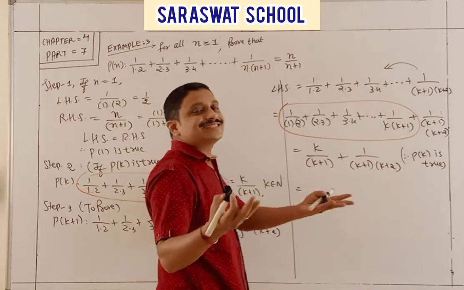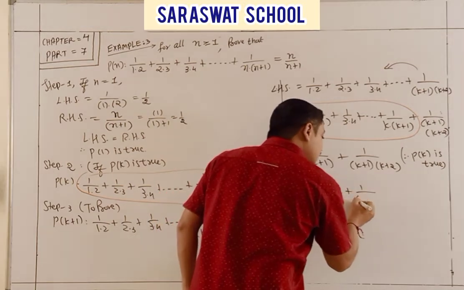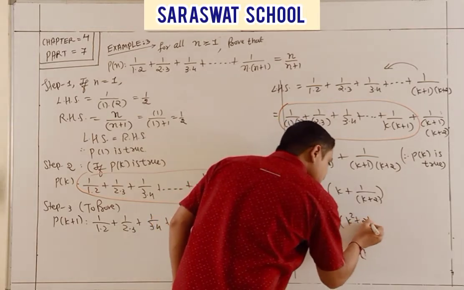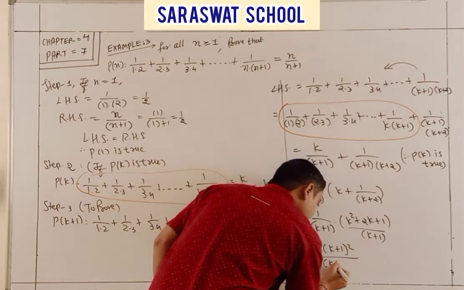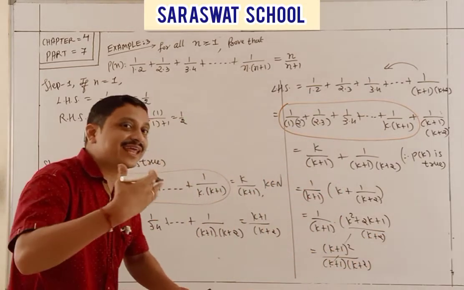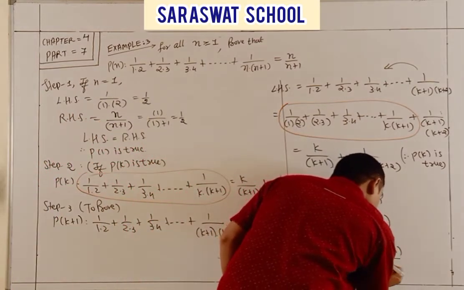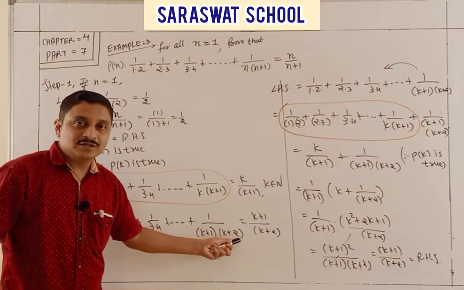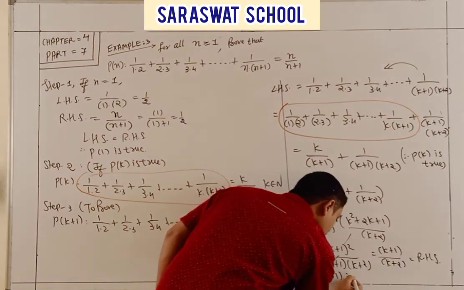Now students, only take out the common factor, 1 upon k plus 1, and simplify. You get k square plus 2k plus 1, and that is a perfect square. Yes, definitely k plus 1 cancels. Remaining is k plus 1 upon k plus 2. That is your RHS. Check. Surely it is RHS. And lastly, P of k plus 1 is true.